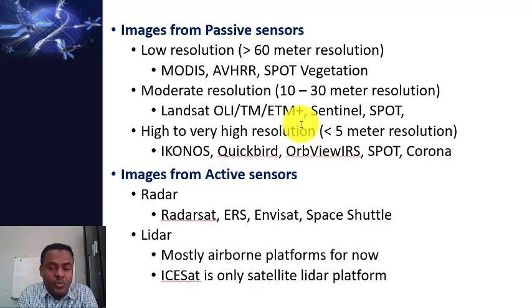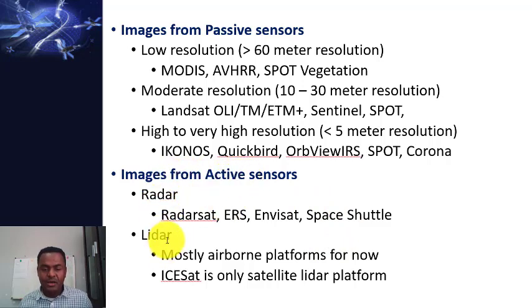Passive sensors can also be classified into three depending on the spatial resolution: low resolution, moderate resolution, and high to very high resolution. The distinction may not be determined in a very strict manner, but the commonly applied distinction is: spatial resolution greater than 60 meters is considered low resolution, moderate is from 10 to 30, and high is less than 5 meters. Those satellite imagery from passive sensors grouped under low resolution are MODIS, SPOT, and moderate are Landsat, ETM, TM, and Sentinel. High to very high are QuickBird, OrbView, SPOT, Corona. And what type of image can be grouped in active sensors?